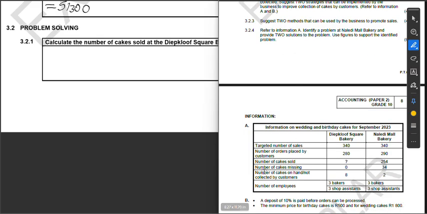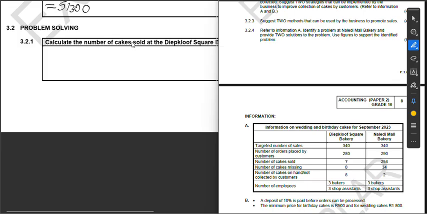Alright, so information A, here we have it. Information A is saying that we've got Diepkloof Square right here, and we've got Naledi Bakeries. Target number of sales is 380. Total number of orders by the customers, this is 280 here, that's 290. And then we've got number of cakes sold, none here. And we've got number of cakes missing, none. Number of cakes on hand, not collected by customers, these are 8. And number of employees, we've got 3 bakers, 3 shop assistants, not shopkeepers. So with this information A, we can find out what's going on with the figures.